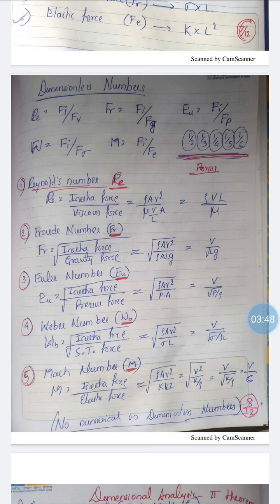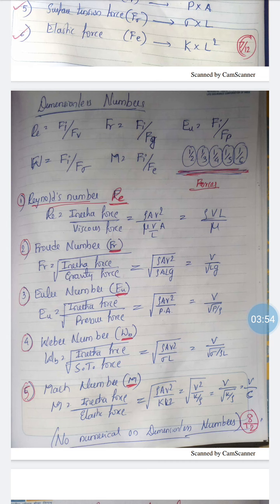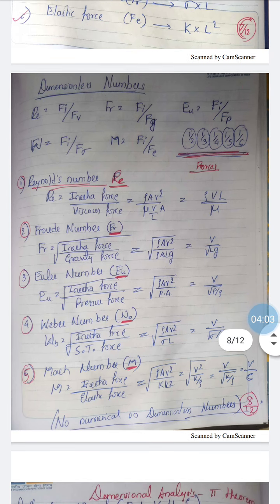You can see that the common thing is that inertia force is there in the numerator everywhere. So, dimensionless number 1 is 1 by 2, dimensionless number 2 is 1 by 3, like that. So, if you remember the 6 forces in series, 1 by 2, 1 by 3, 1 by 4, 1 by 5, 1 by 6 directly give you all these numbers.